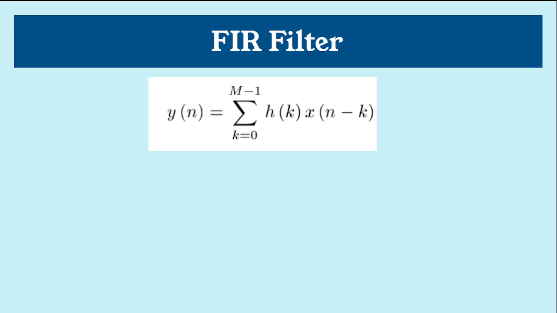I'll first explain how FIR filters work. FIR filters operate by convolving the input signal with a set of filter coefficients, which is basically the impulse response. This convolution process essentially multiplies each input sample by the corresponding coefficient and sums the results to produce the output sample. If you take a look at this, let me enable the pen.